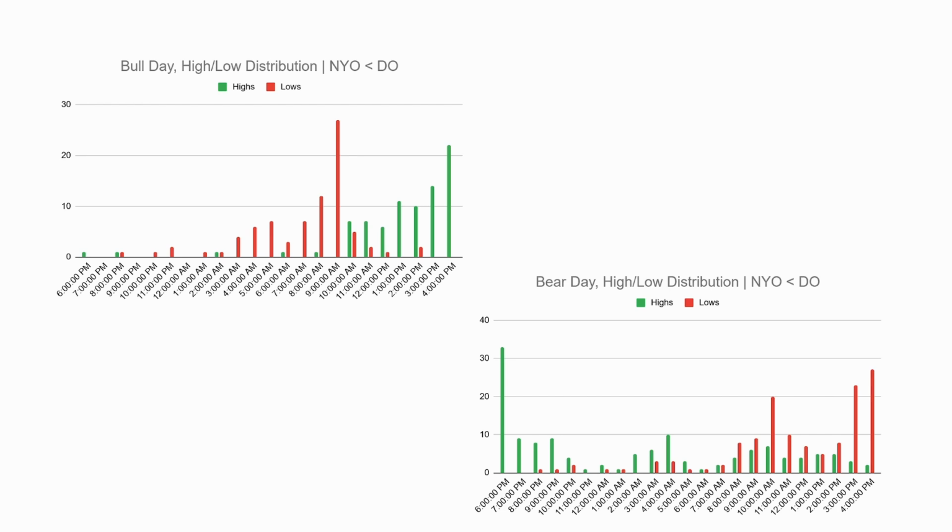Now, why look at these conditions? The reason for me is because if I'm able to find a condition that gives me a much more defined structure of high and low distribution throughout the day, it means that if I see that condition being met, I'll have a much higher probability of knowing when the low or the high of the day is going to be created. And for that reason, I wanted to compare the bull day New York open below the daily open condition to just the unconditional bull day data.